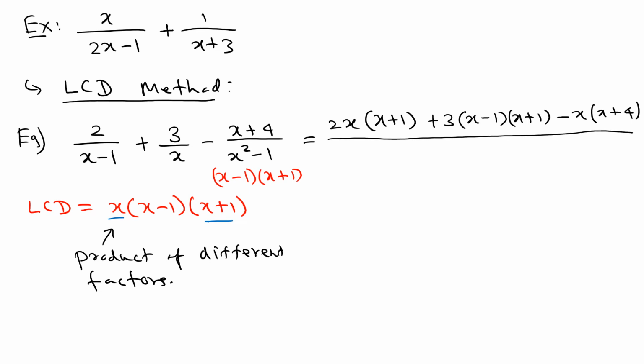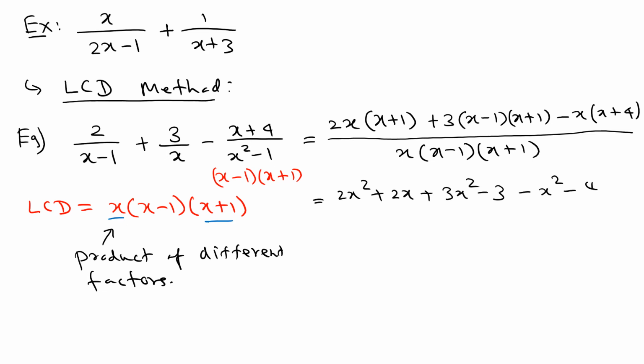So you just multiply by the missing terms. You compare the denominators, look at what is missing from the LCD, multiply the missing terms, and then the LCD goes here: x, x minus 1, x plus 1. Now we're going to simplify the top. We simply distribute. You get 2x squared plus 2x, and the next one, 3 times the product, so 3x squared minus 3. The next one is negative x squared, negative 4x.